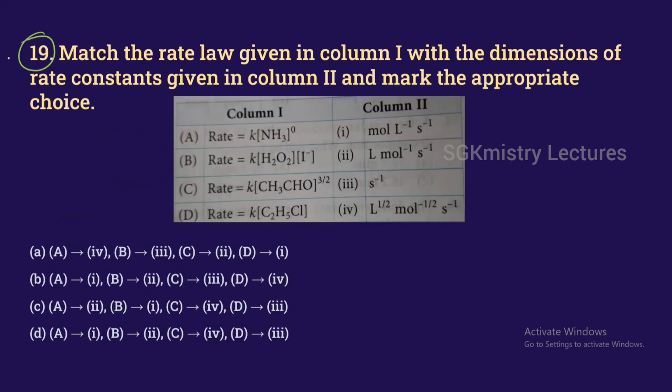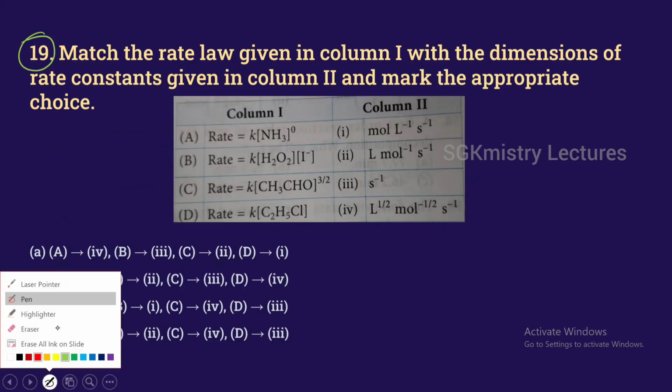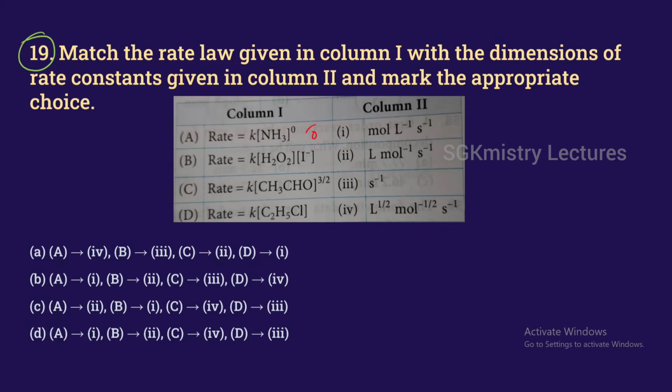Next, question number 19. So here it is quite simple, easy to identify also. So rate is equal to K into NH3 to the power of 0. Here we have, again, let me write the order of each of these. Here zero order reaction. Here we have 1 and 1, so second order reaction. Here we have fractional order reaction. Here we have first order reaction.